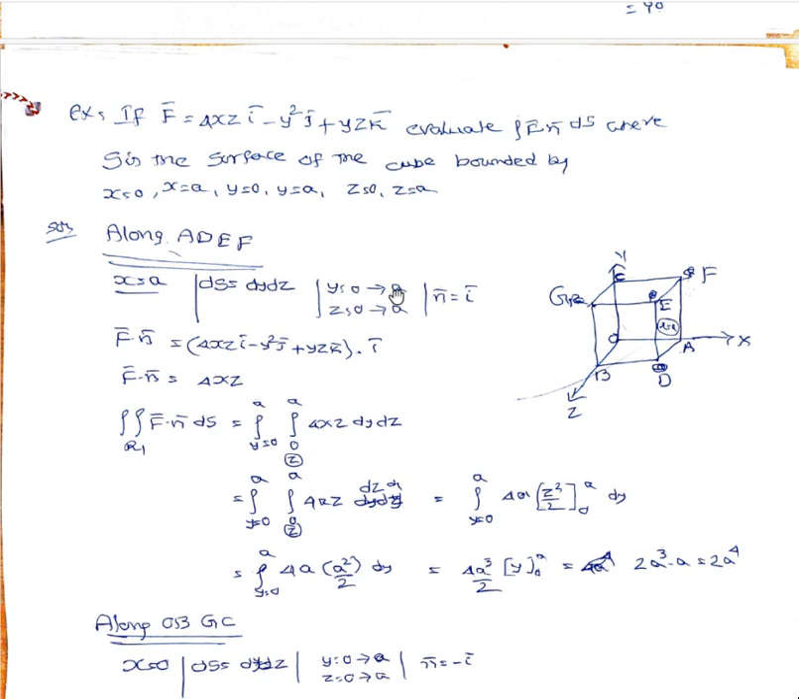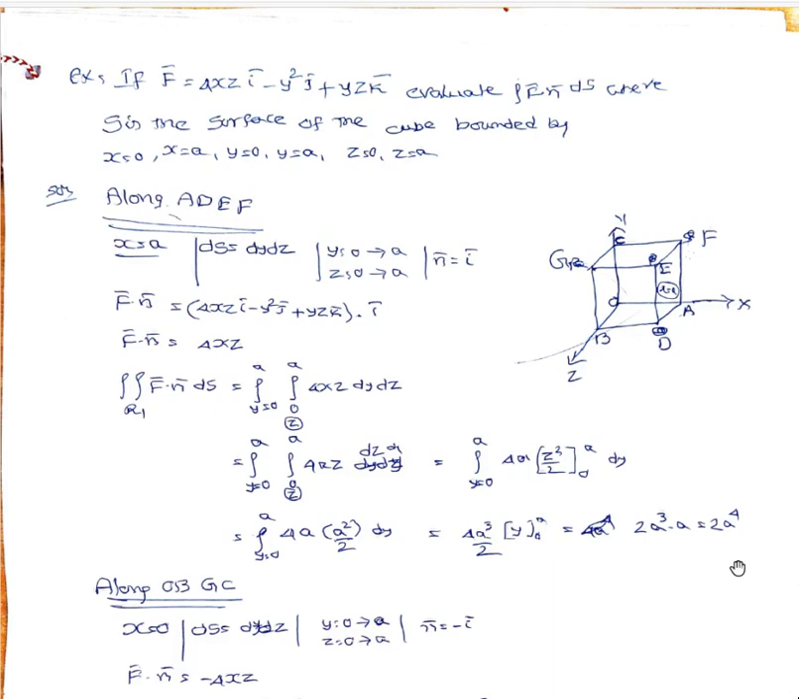Dy dz means the y coordinate varies from 0 to a, and z varies from 0 to a. In the problem itself, n bar is equal to i bar, since if you put a pencil on this surface, it is parallel to the x-axis. Therefore, F bar dot n bar is 4xz. So the integral over R1 of F bar dot n bar ds is the integral over y limits and z limits of 4xz, but in place of x you write a. Therefore 4az dz dy. If you simplify, you are going to get 2a power 4.